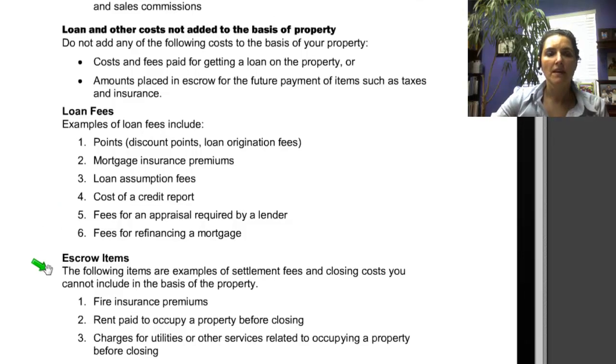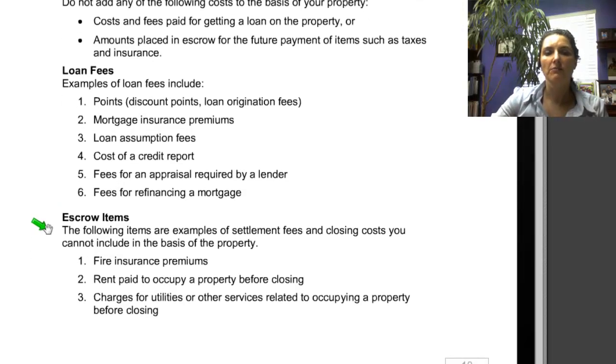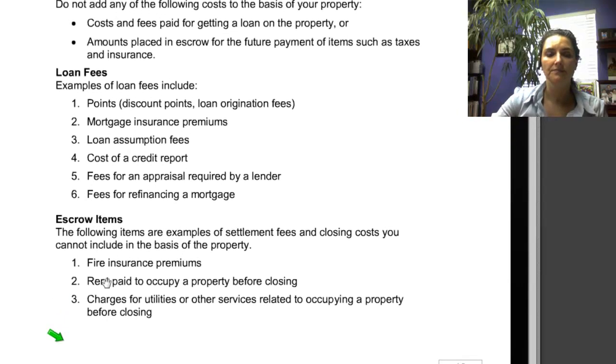Examples of escrow items. The following items are examples of settlement fees and closing costs you cannot include in the basis of property. They include fire insurance premiums, rent paid to occupy a property before closing, and charges for utilities or other services related to occupying a property before closing.